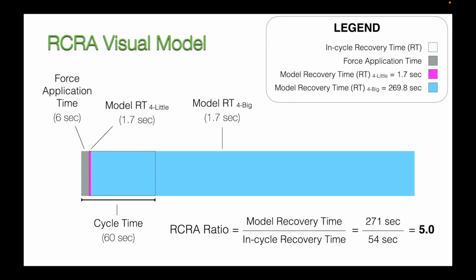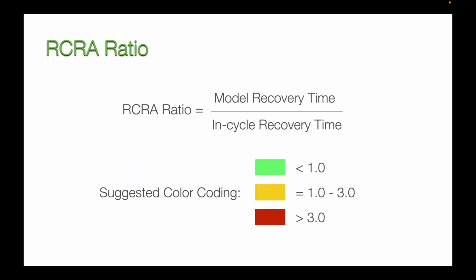So if it had been less than 54 seconds required to recover, our ratio would have been less than 1, but we just blew that out with this example. It was 5 times what it needs to be, so you don't have the onset of undue fatigue. Well, how do we interpret that 5.0?